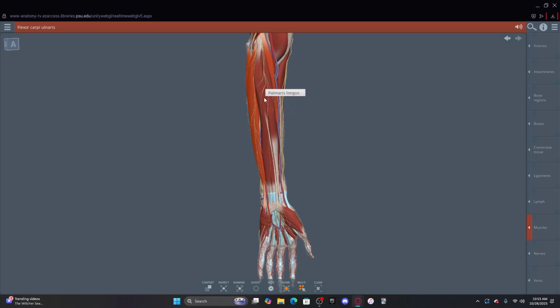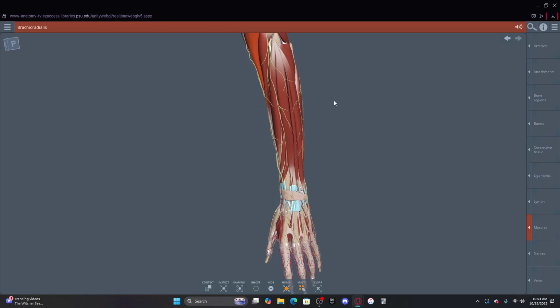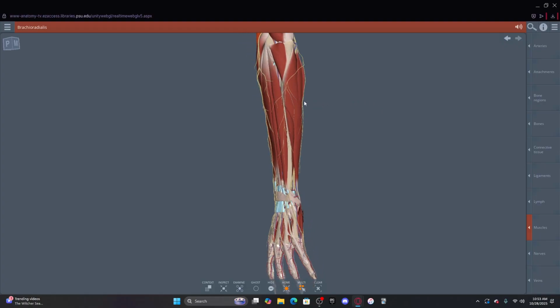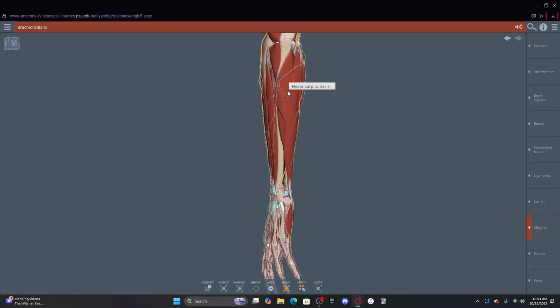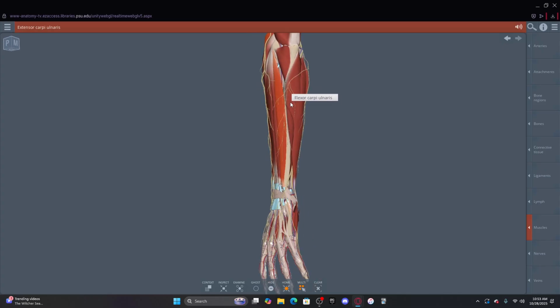Whereas your posterior forearm compartment is going to be from brachioradialis, which is this muscle here, all the way to extensor carpi ulnaris. So we said this is flexor carpi ulnaris. This is going to be extensor carpi ulnaris, right? So flexor, extensor, flexor, extensor. They're both on the ulnar side. They're going to be flexing or extending the carpals, right? So they're both on the ulnar side. They just have different functions and are on different sides of the carpals.